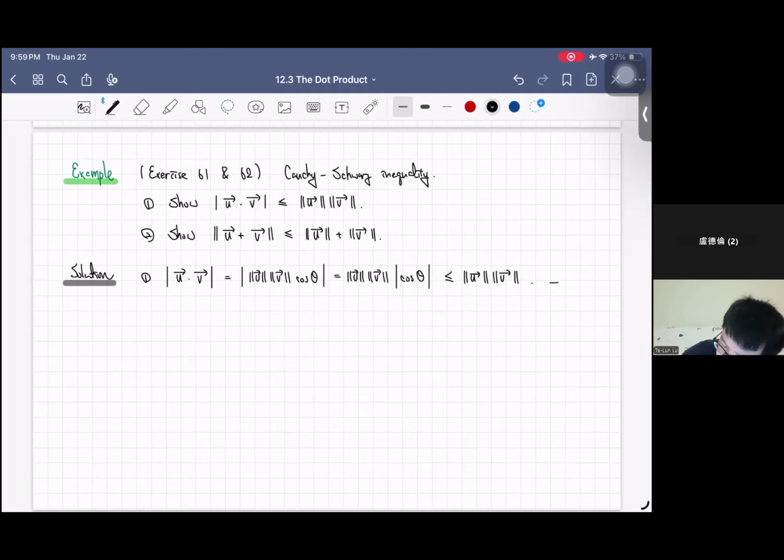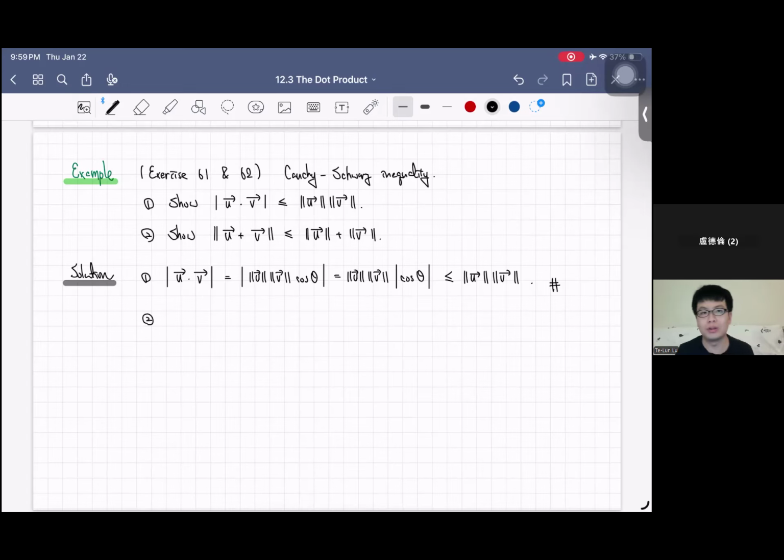Right? Is that clear? So that's a very simple proof about the Cauchy-Schwarz inequality. It is named that for a reason, because there is a more abstract version of this inequality. And in this case, it is quite simple because you have a nice geometrical meaning, the cosine theta thing.